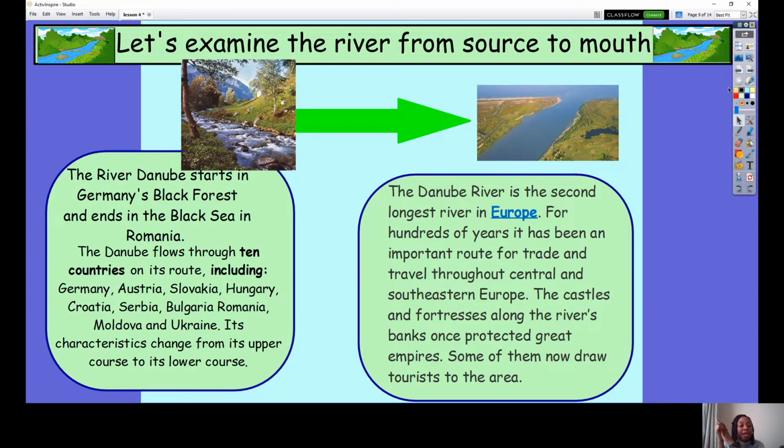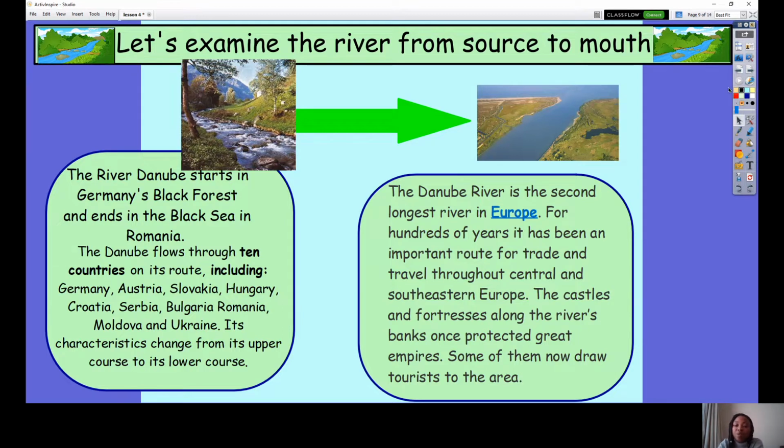The Danube flows through 10 countries on its route, including Germany, Austria, Slovakia, Hungary, Croatia, Serbia, Bulgaria, Romania, Moldova, and Ukraine. Its characteristics change from its upper course to its lower course. So the river changes, its flow, its current changes, the river bed changes, and it widens as it goes through its courses. Now, the Danube River is the second longest river in Europe.